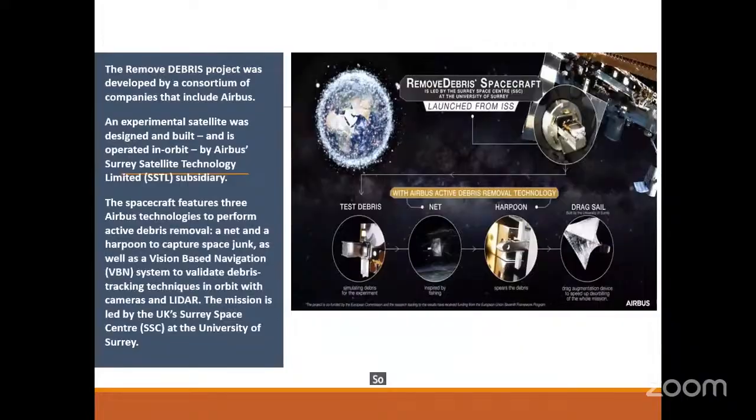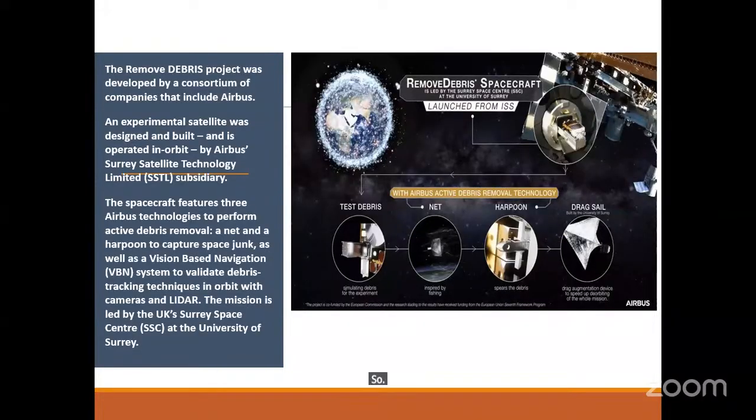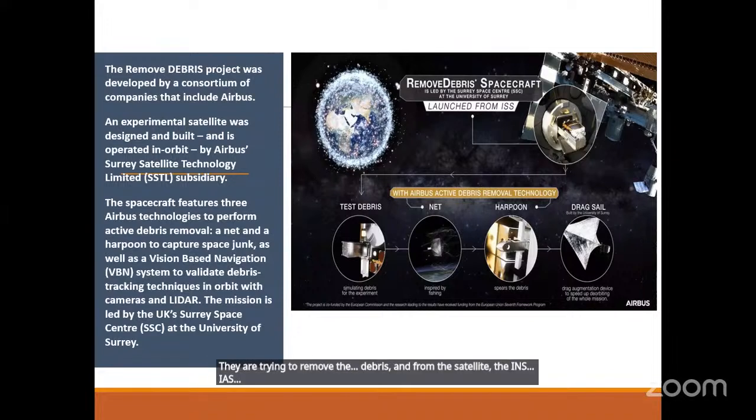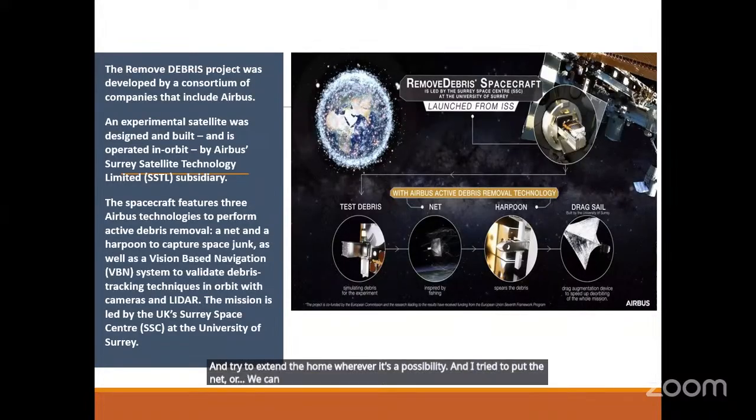Airbus is doing a lot of debris removal work in spacecraft, launched from the ISS. That is why I told you that even from Earth they are trying to remove the debris, and from the satellite, the International Space Station, they are also doing that, using vision-based navigation. So they see what is available nearby and try to extend the arm wherever possible and put out a net, or we can have a laser beam also.